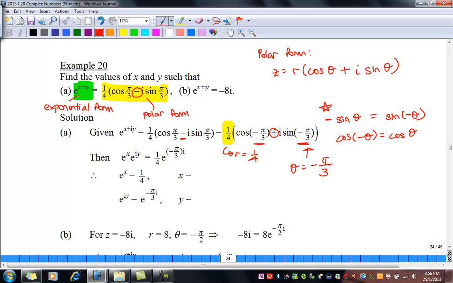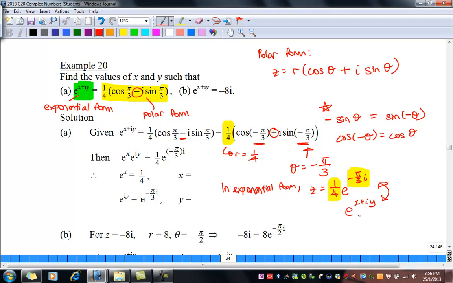How does that then help me? It tells me that in exponential form, I should obtain z to be r, which is 1/4, times e to the power of negative pi over 3i. Now comparing this with e to the power of x plus iy, I can see that it is still a little bit different, because I need to get out this constant and only have one term as the power.